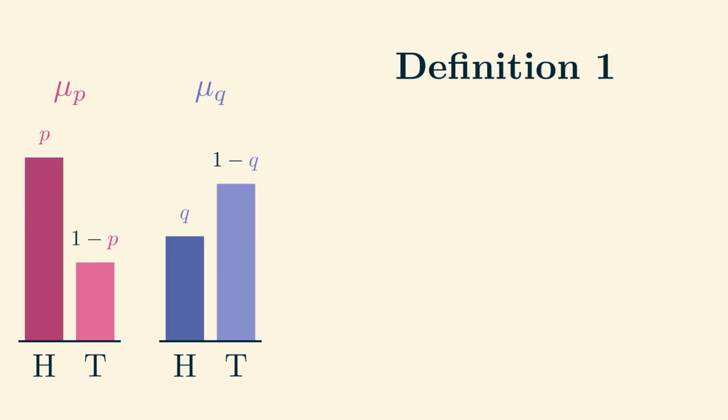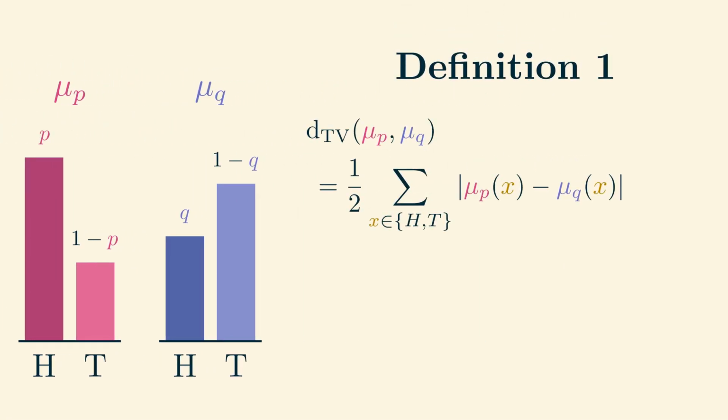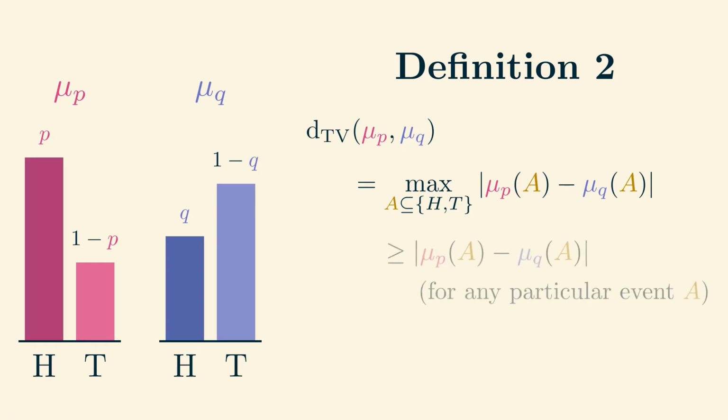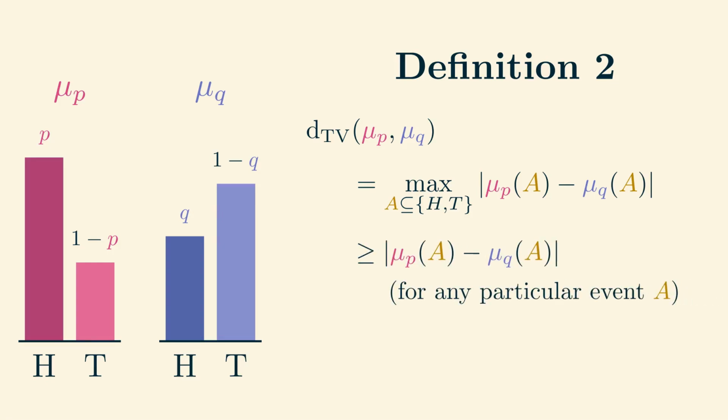By the first definition, the distance between mu p and mu q is 1/2 times (p minus q plus 1 minus q minus 1 minus p), which simplifies to just p minus q. The second definition tells us that any event gives a lower bound for the distance.